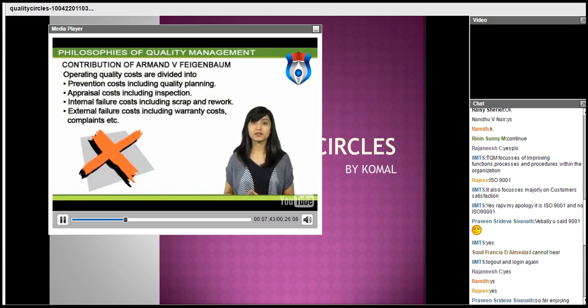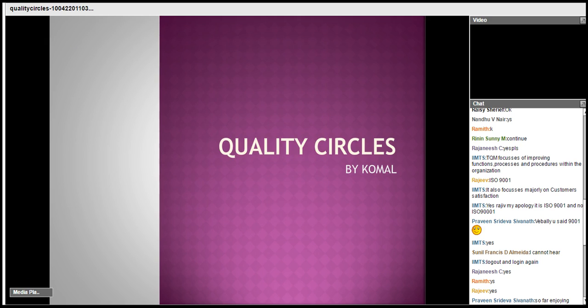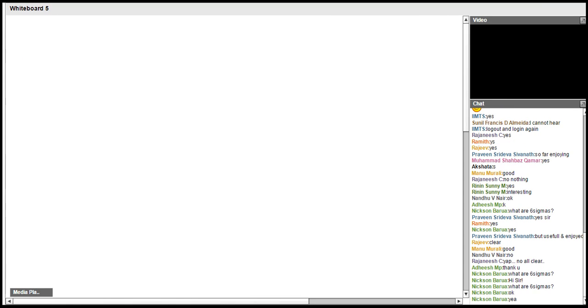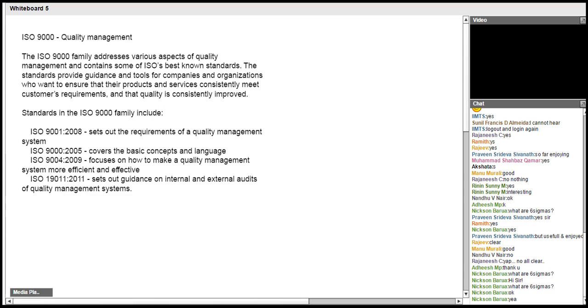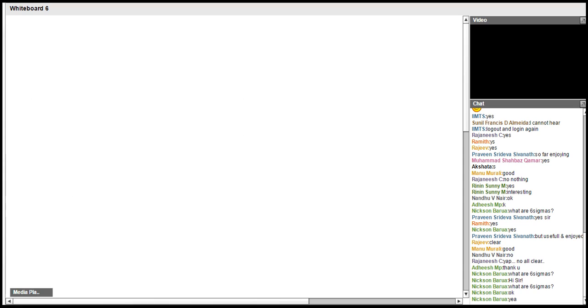Operating quality costs are divided into prevention costs including quality planning, appraisal costs including inspection, internal failure costs including scrap and rework, external failure costs including warranty costs, complaints, etc. Reductions in operating quality costs result from setting up a total quality system for two reasons. Lack of existing effective customer-oriented standards may mean current quality of products is not optimal given use. Expenditure on prevention costs can lead to a several-fold reduction in internal and external failure costs.